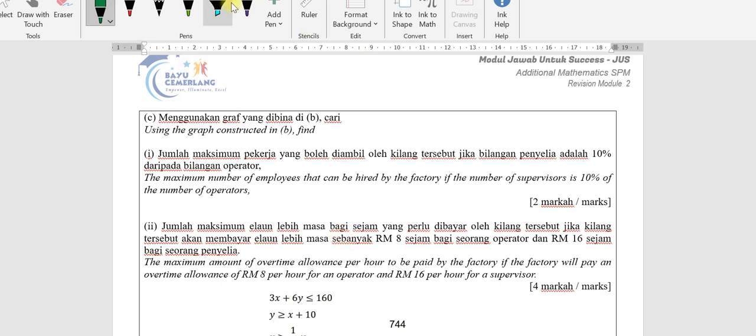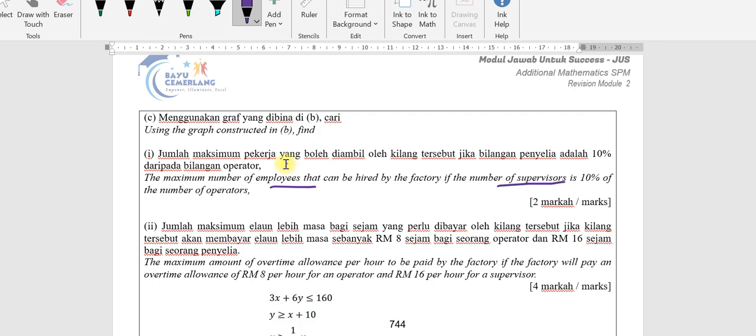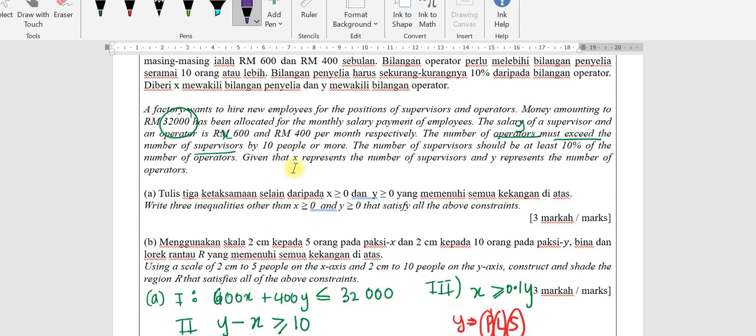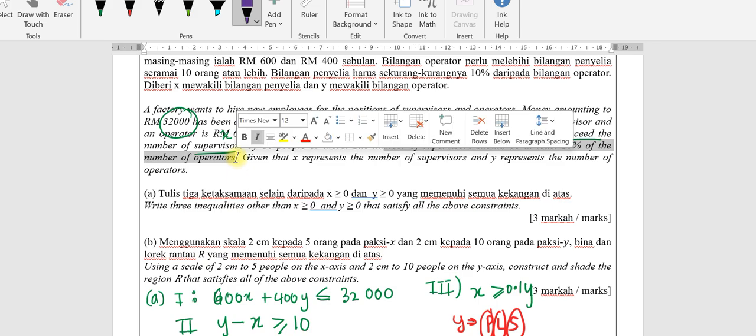Okay, now let us answer the question. Question C. The maximum number of employee that can be hired by the factory. Find the maximum number of employee. Employee means you have to choose supervisor plus operator. By the factory, if the number of supervisor is 10% of the supervisor, what is it? Y. Earlier they also gave 10%, right? The number of supervisor should be at least 10% of operator.